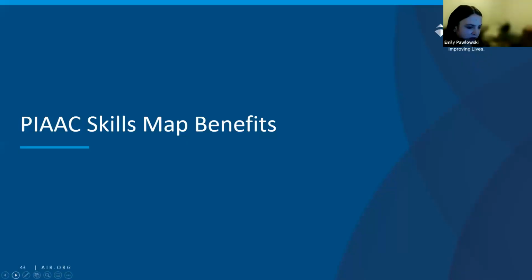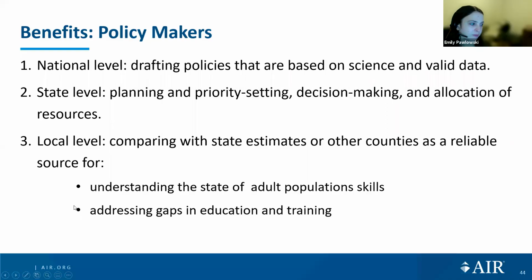Okay, so I know we don't have a lot of time left, so I'll just quickly go over some of the benefits of the skills map. For policymakers at the national level, it can help to draft policies that are based on science and valid data. At the state level, it can help with planning and priority setting, decision-making, allocation of resources.